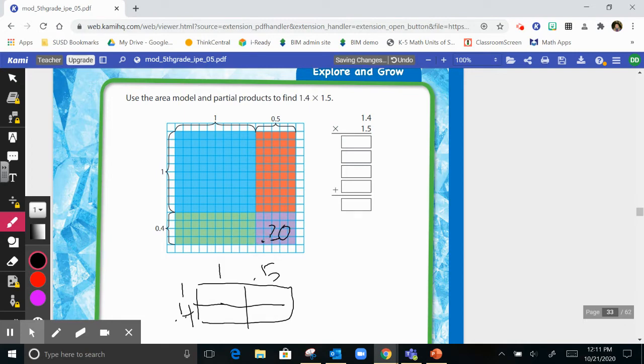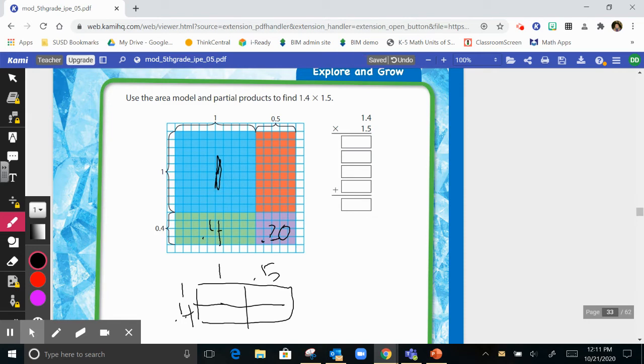If I look here, I have 4/10 times 1 whole. A whole times a tenth is a tenth. So 4 times 1 is 4. So my answer would be 4 tenths. Up at the top, 1 times 1, a whole times a whole is a whole, and 1 times 1 makes 1.